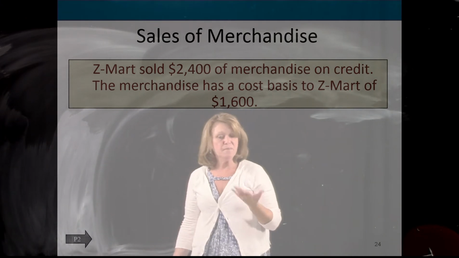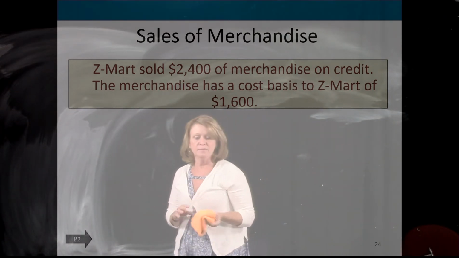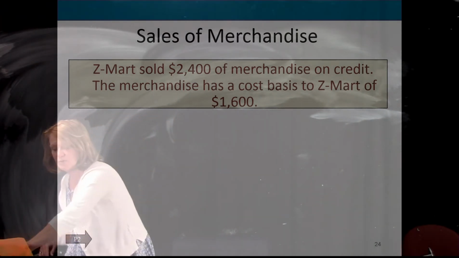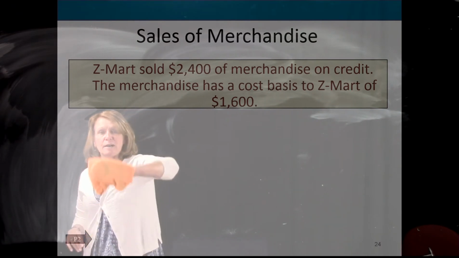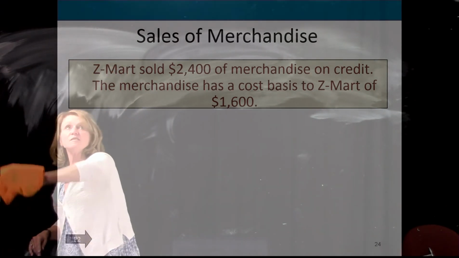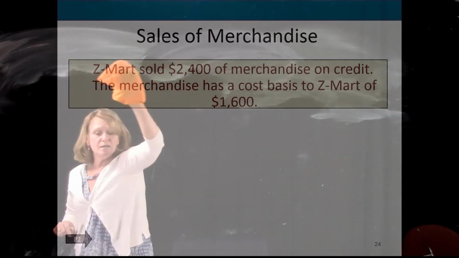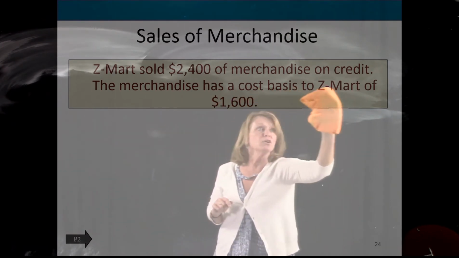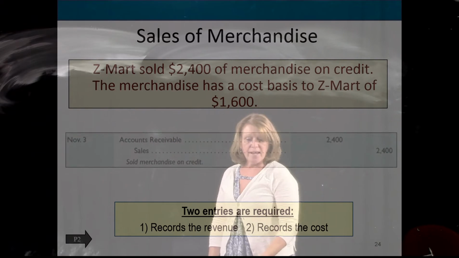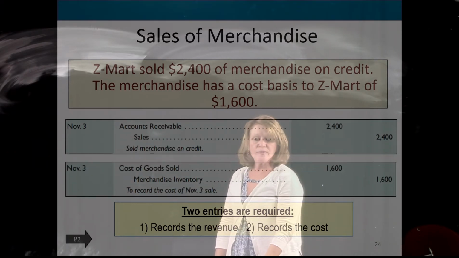So if Z-Mart sold $2,400 of merchandise on credit, the merchandise has a cost basis of $1,600 to your company. Now, in Chapter 5, we will learn how companies calculate that cost basis. So I'm just going to give you a brief introduction here to how it's done, and then we'll learn more about that in Chapter 5 next week. Okay, an entry to record the revenue and an entry to record the cost.